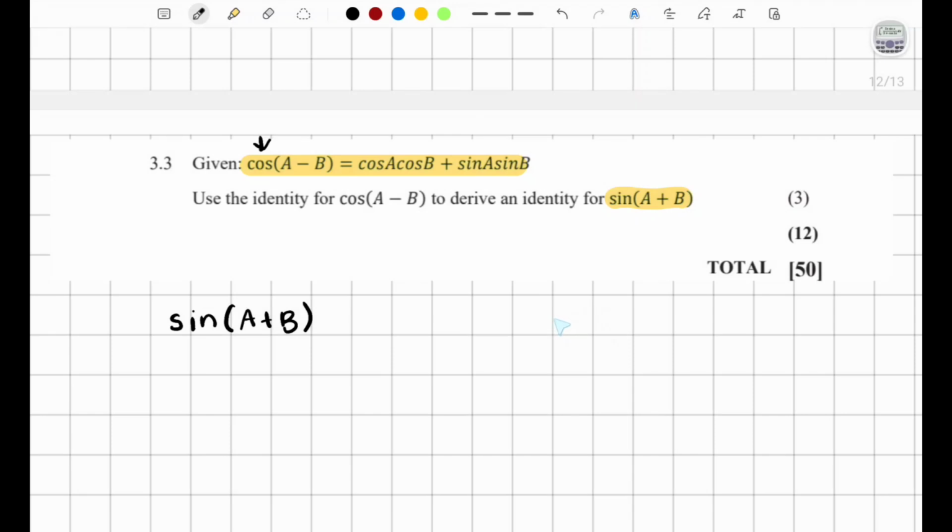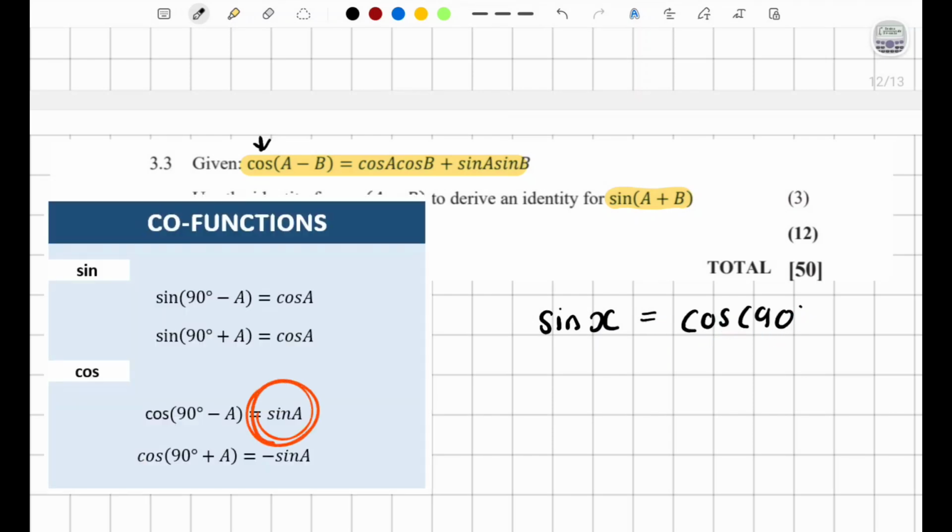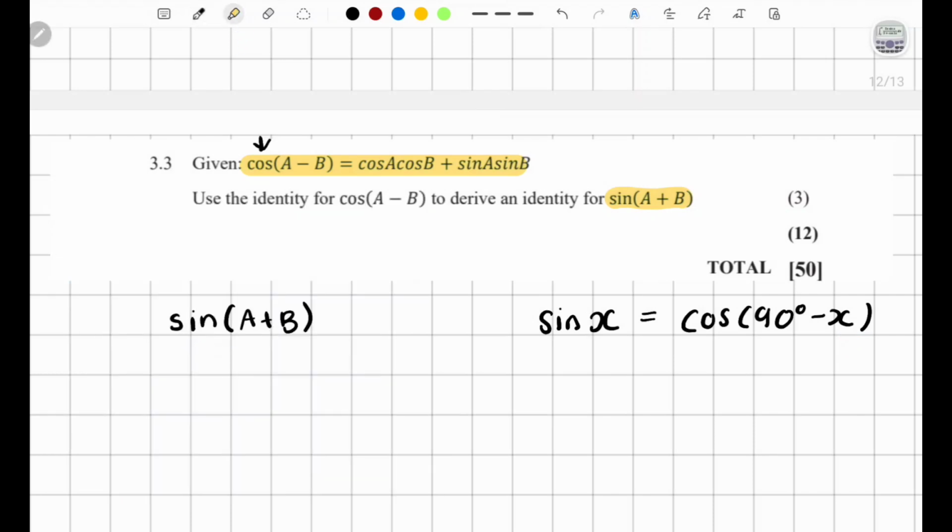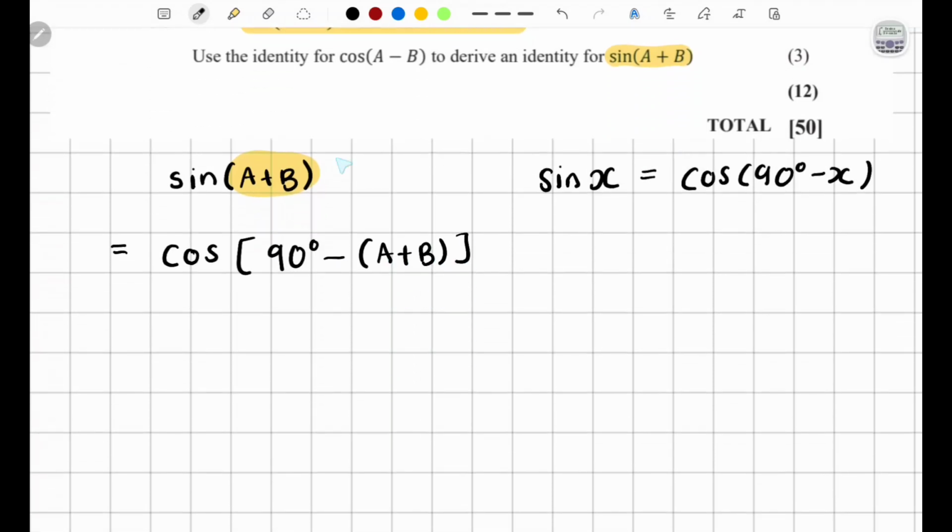Do you remember that the cofunction identity for sine of, let's say, x would be equal to cos of 90 degrees minus x. So we're going to change the sine of a plus b, but we're going to treat a plus b as our single angle. And we're going to expand this by saying this is now equal to cos of 90 degrees minus, like here we have minus x, we're saying minus (a plus b). Okay, so that's the first part.